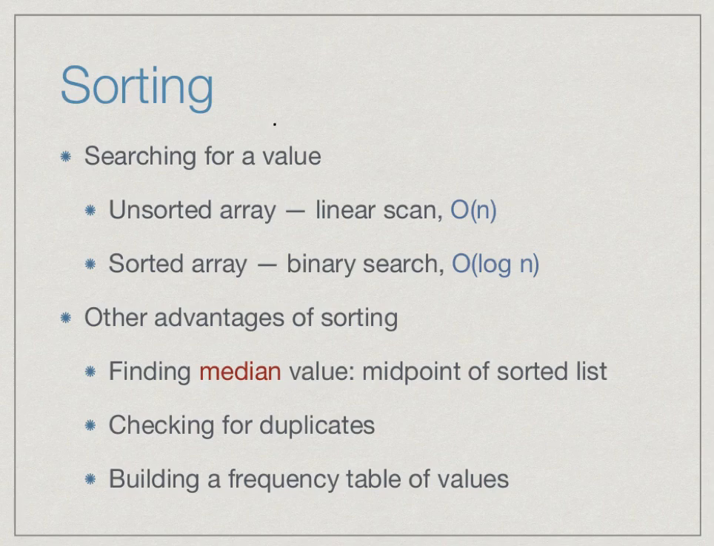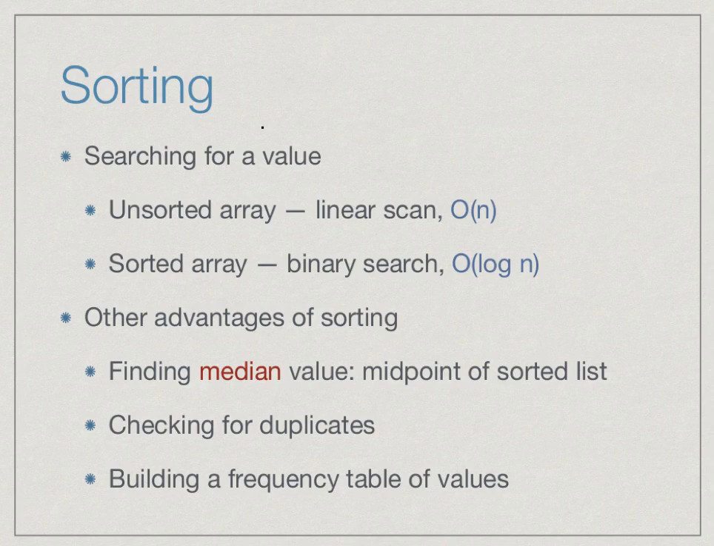Now sorting also gives us, as a byproduct, some other useful information. For instance, the median value. The median value in a set is a value such that half the values are bigger and half are smaller. So once we have sorted a sequence, the midpoint automatically gives us the median.